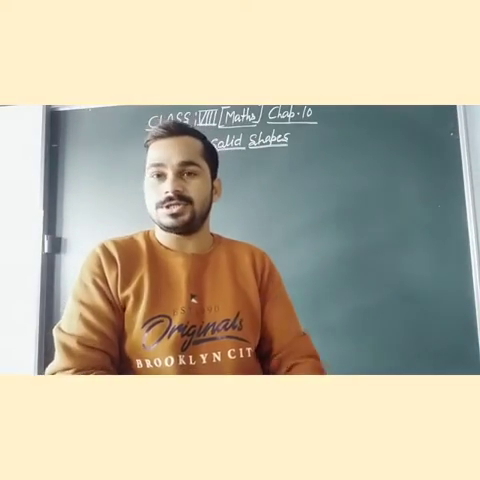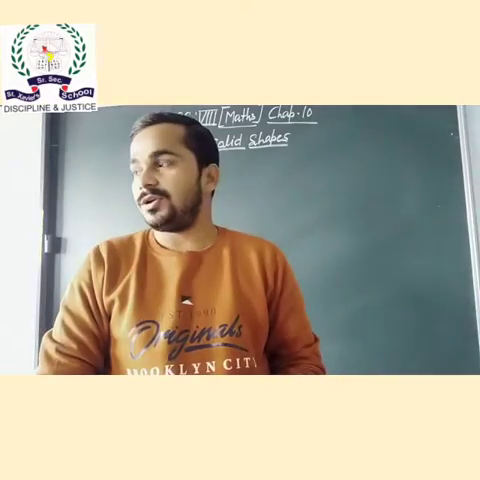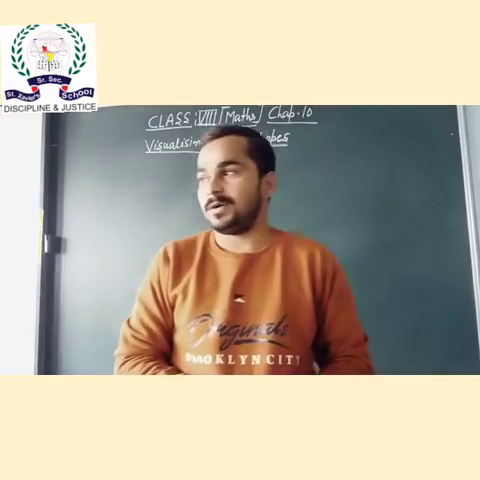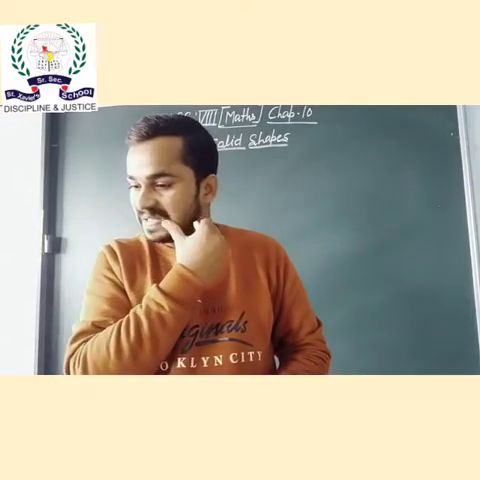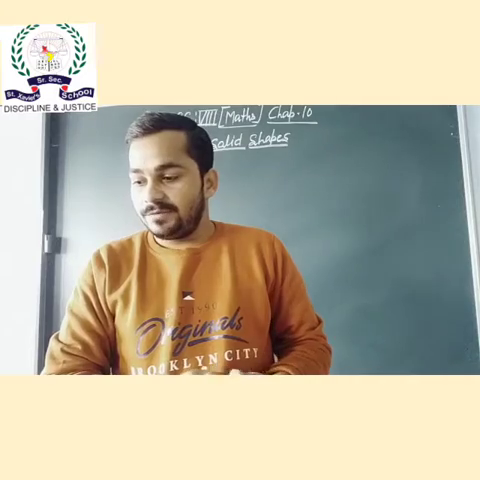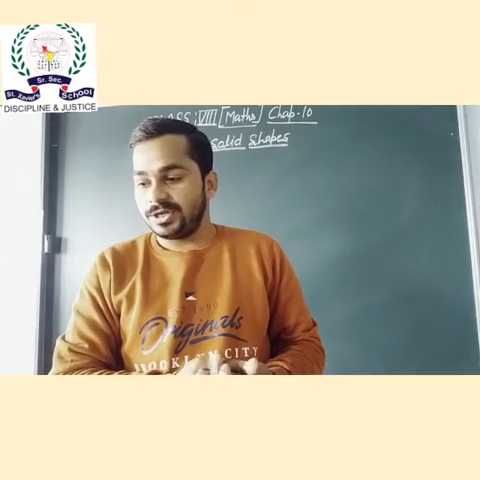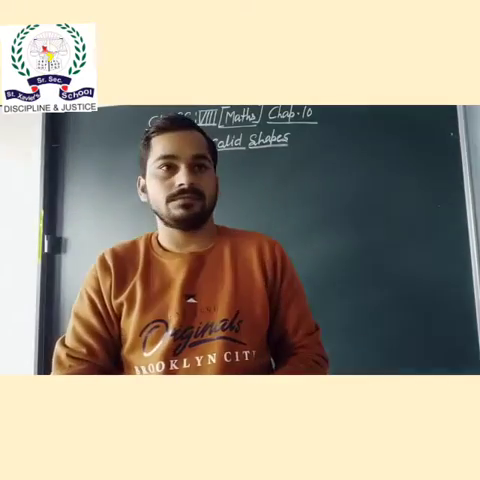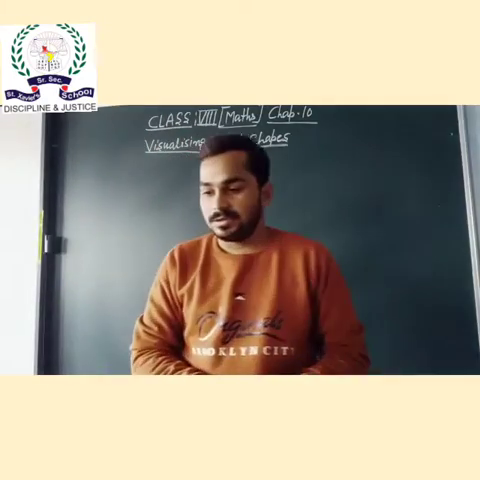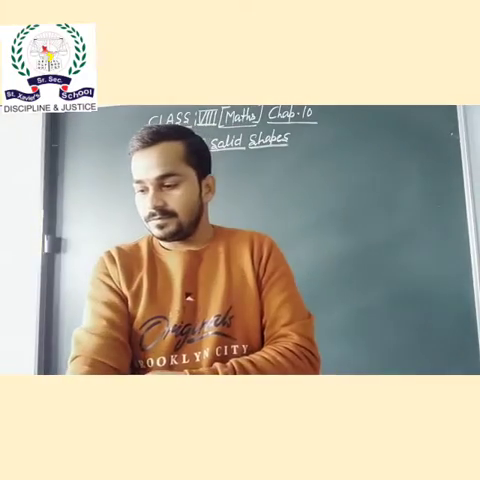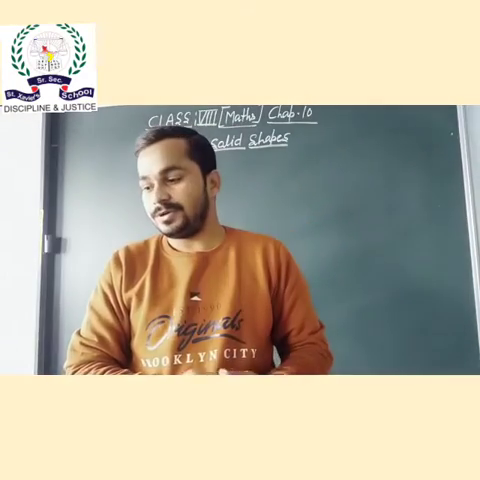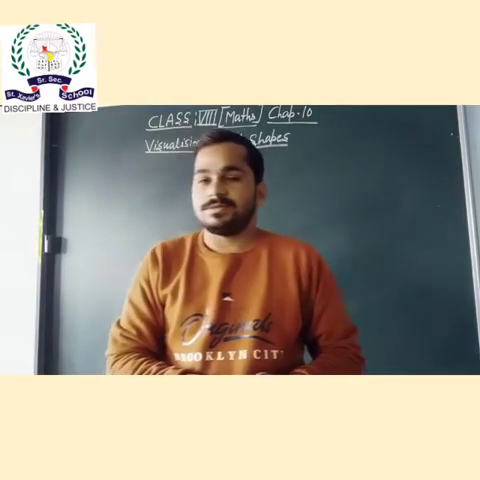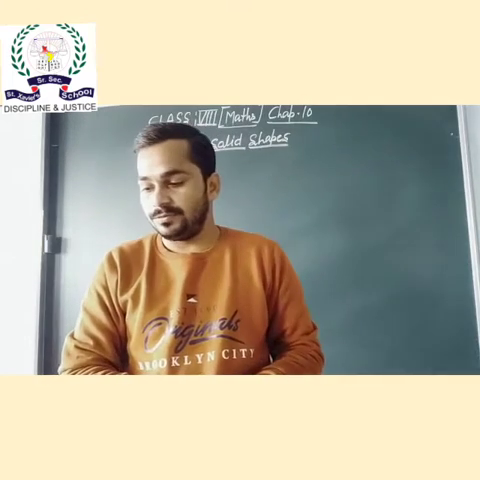Now today we will discuss chapter 10, Visualizing Solid Shapes. In the previous classes we have already studied the three-dimensional shapes. In our daily life we come across several objects which have different shapes. For example, a cricket ball is an example of a sphere, an LPG cylinder, a birthday cake in the shape of a cone, and a dice in the shape of a cube.